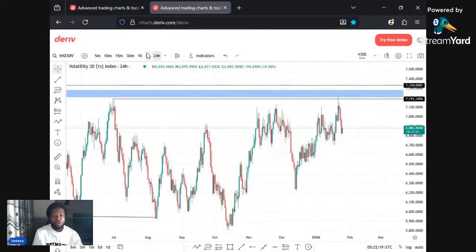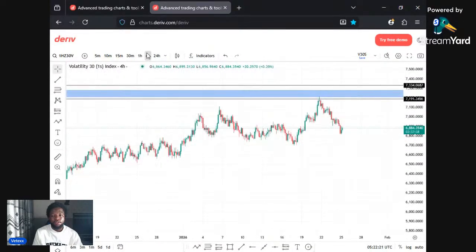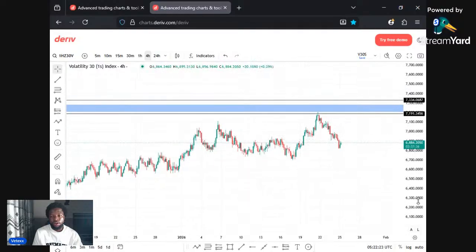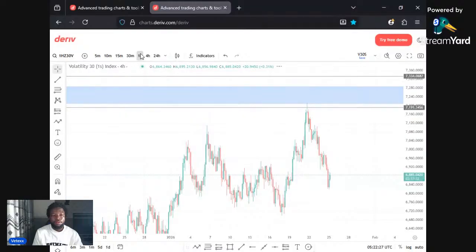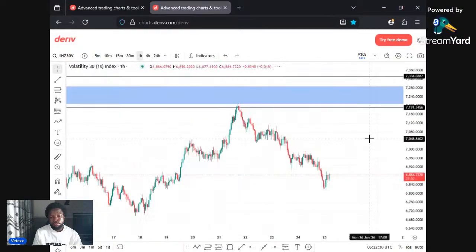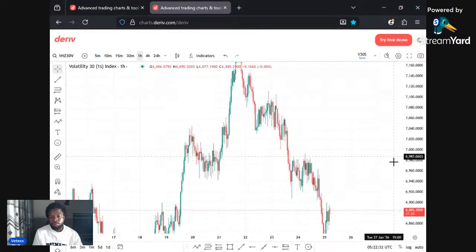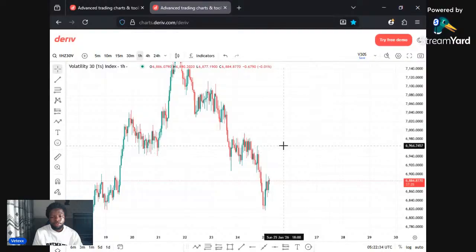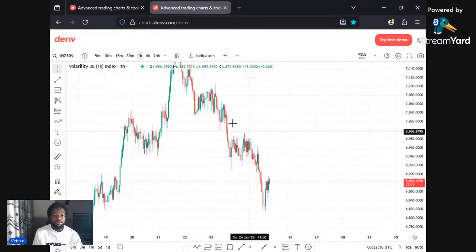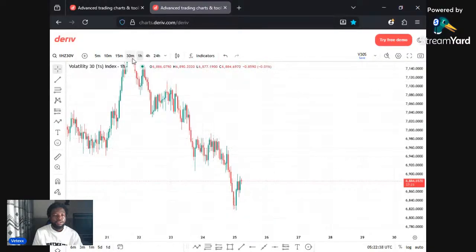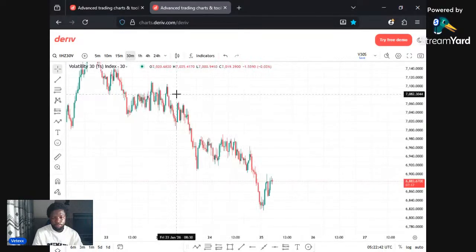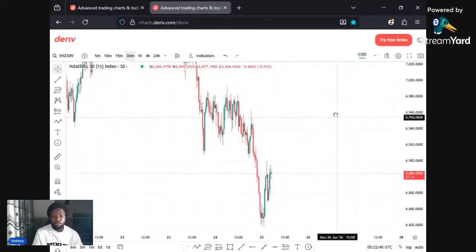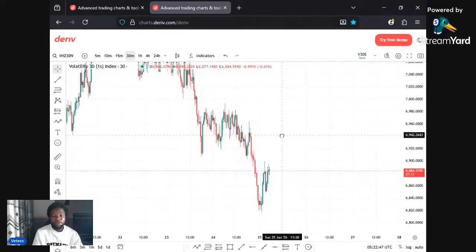Now let's go to the 4-hour time frame and check if price is trying to give us a continuation on the 4-hour time frame before we can scale down to the 15 minutes time frame or 10 minutes time frame. So currently we don't have anything yet on this time frame. Let's check the 30 minutes time frame. On the 30 minutes time frame, we'll be anticipating this setup.